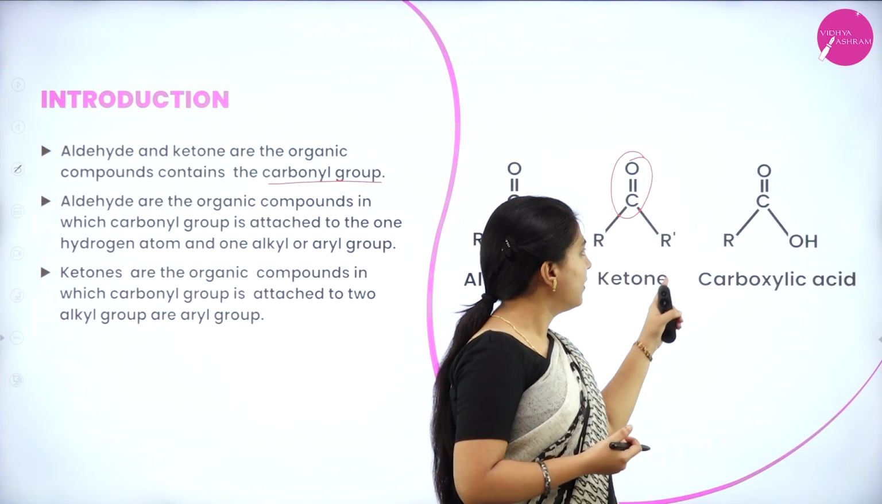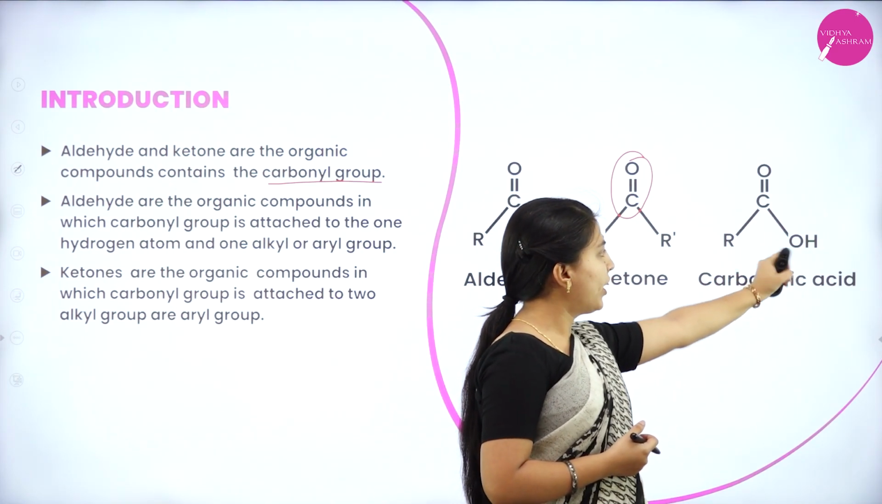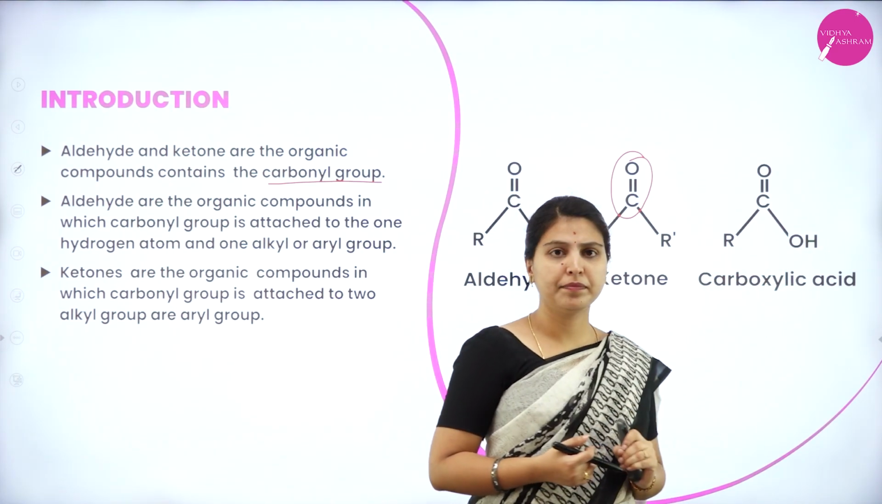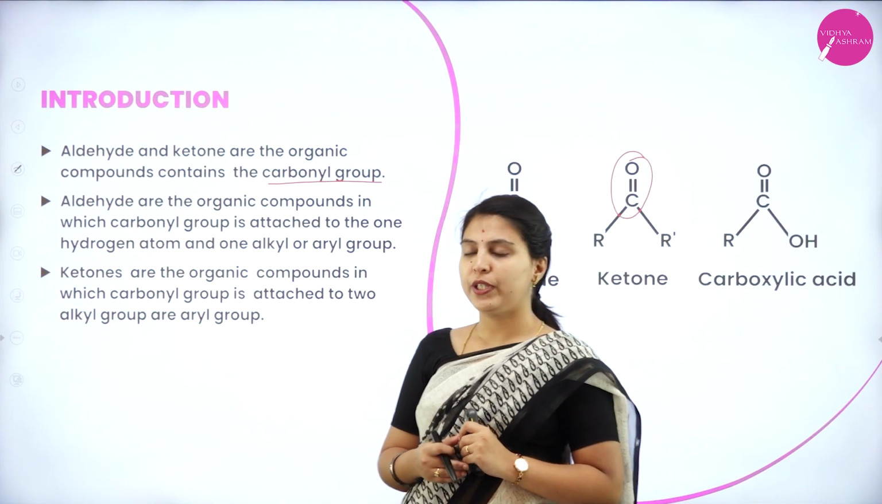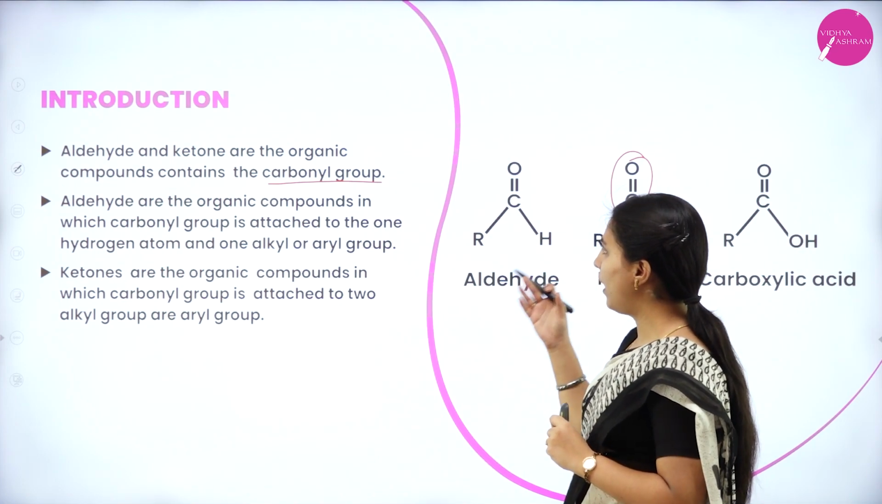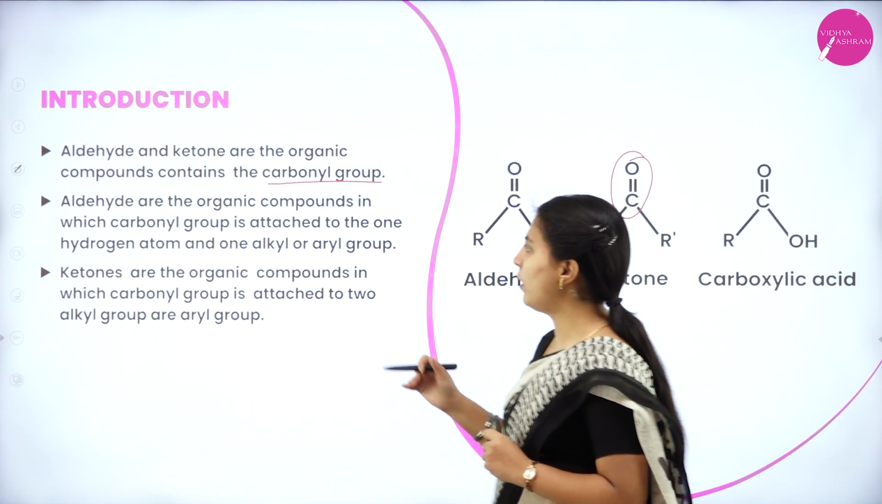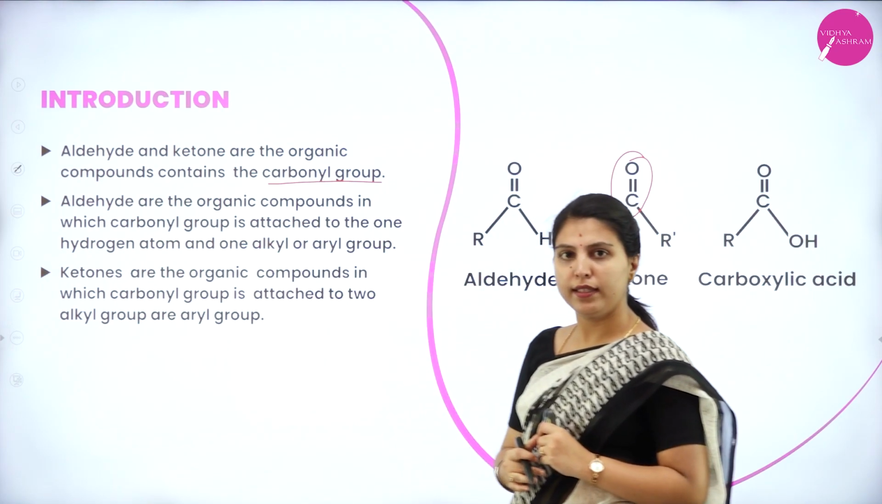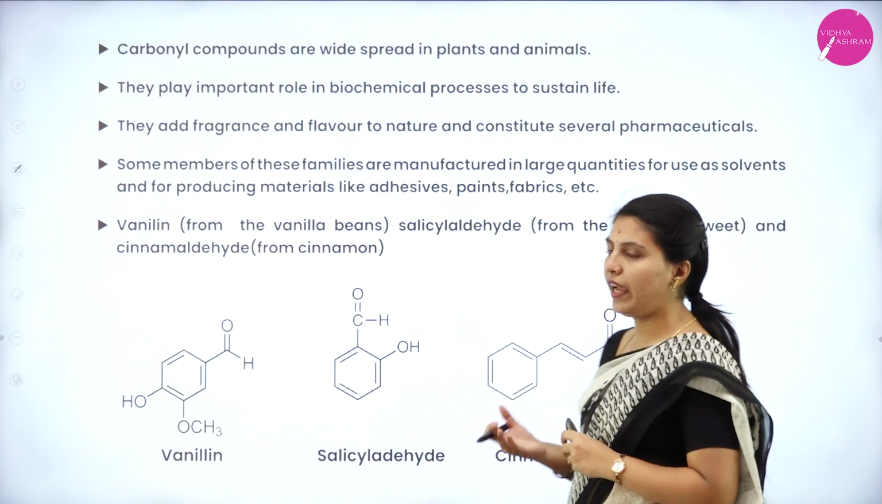Okay, see here, this is a carboxylic acid. On one side an OH group will be there, and on the other side an aryl or alkyl group attached to the carbonyl group. This is about aldehydes, ketones and carboxylic acid, but for now we will study aldehydes and ketones. Carbonyl compounds are widespread in plants and animals.